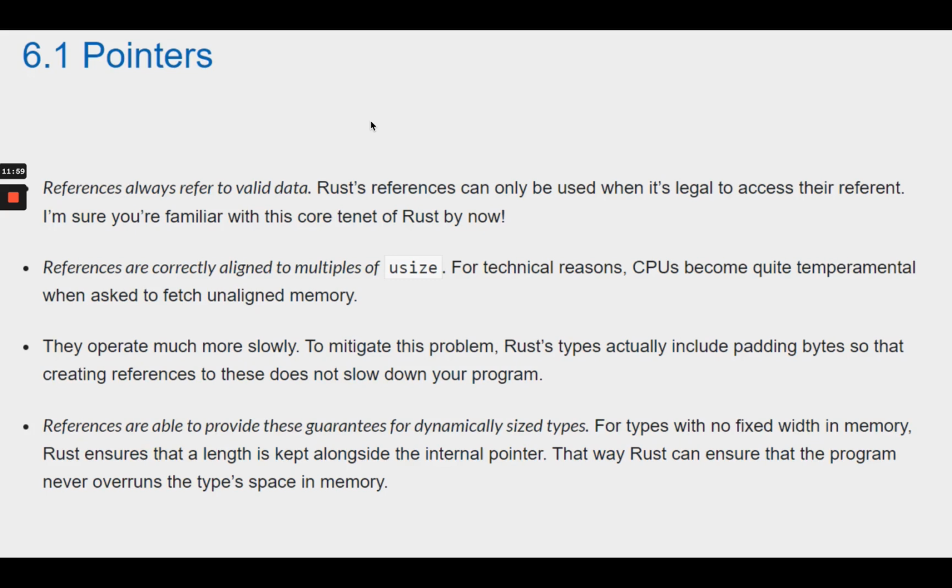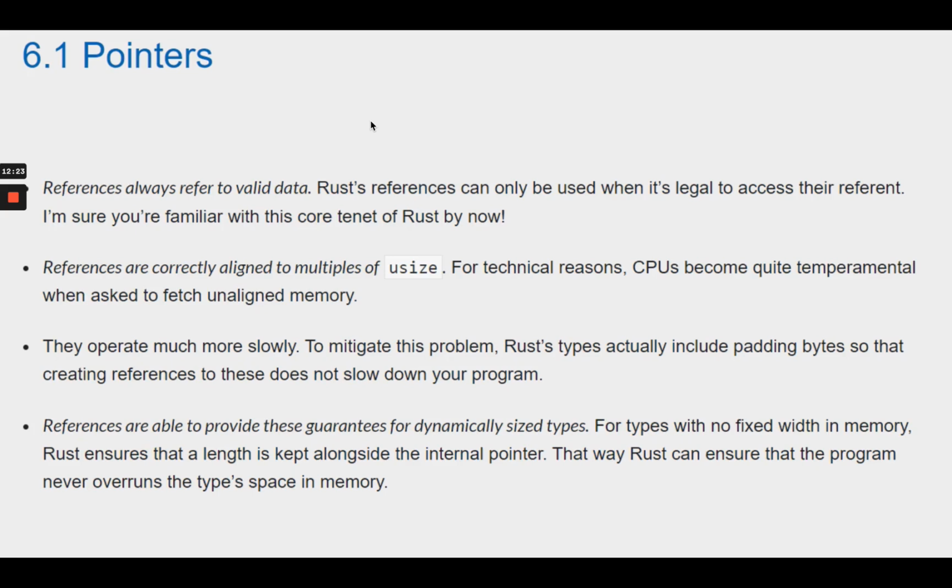References are correctly aligned to multiples of usize. For technical reasons, CPUs become quite temperamental when asked to fetch unaligned memory. They operate much more slowly. To mitigate this problem, Rust types actually include padding bytes so that creating references to these does not slow down your program.